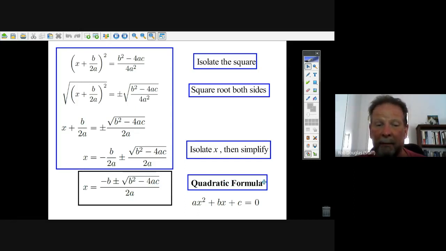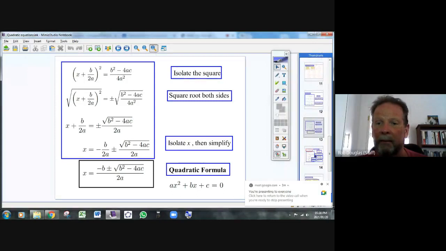That's the quadratic formula. But when you see this a, b, and c, they're not just anything. A is the number in front of x squared, b the number in front of x, and c is the number that's added or subtracted on there. Okay, well, that's how you derive the quadratic formula.